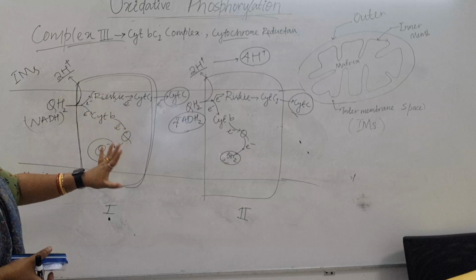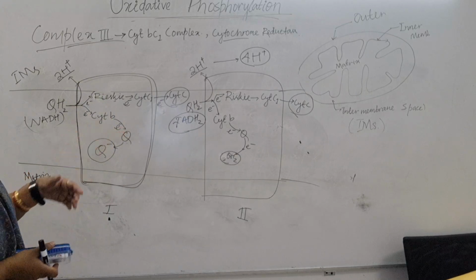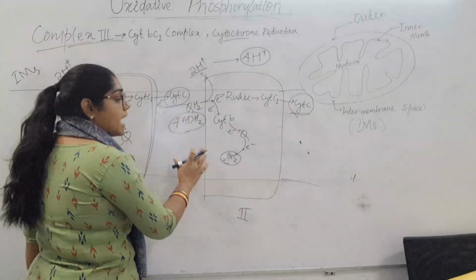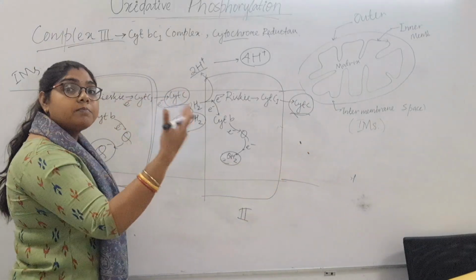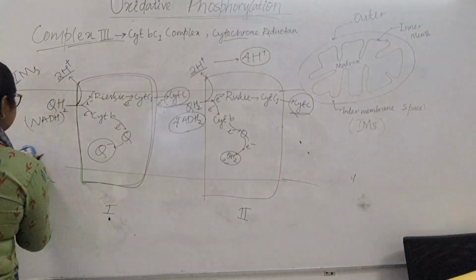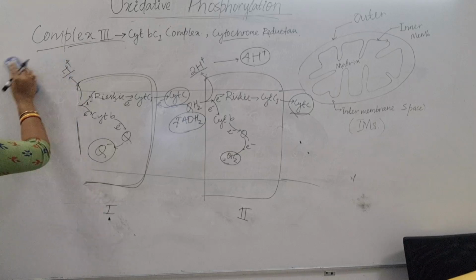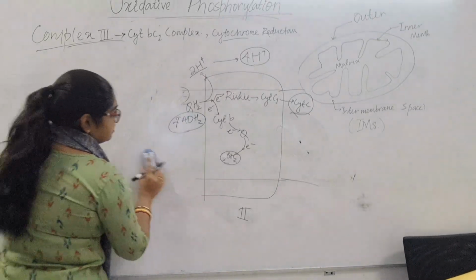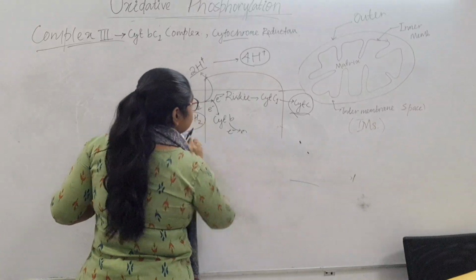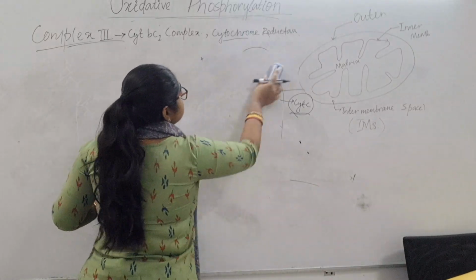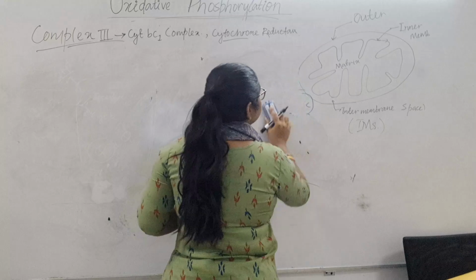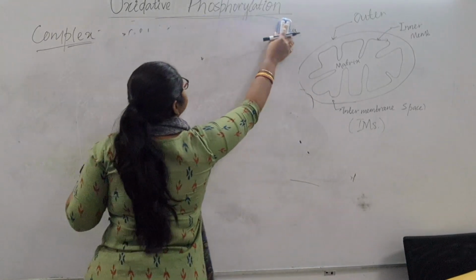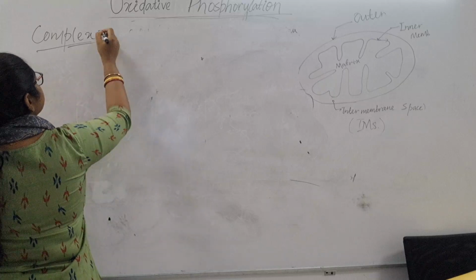So this is the story of complex 3. Now this cytochrome C will carry this electron to complex 4. Okay, now we'll see complex 4 of the electron transport chain.